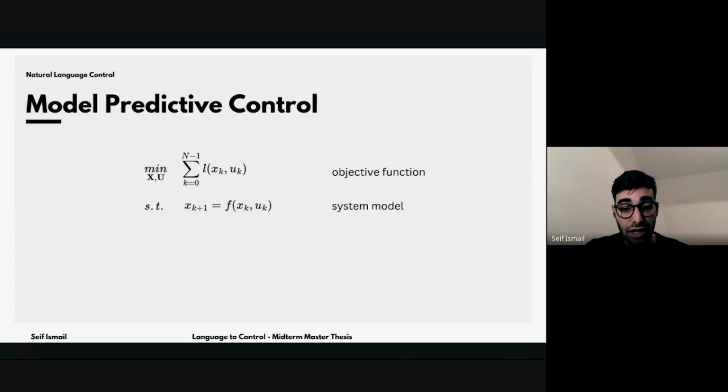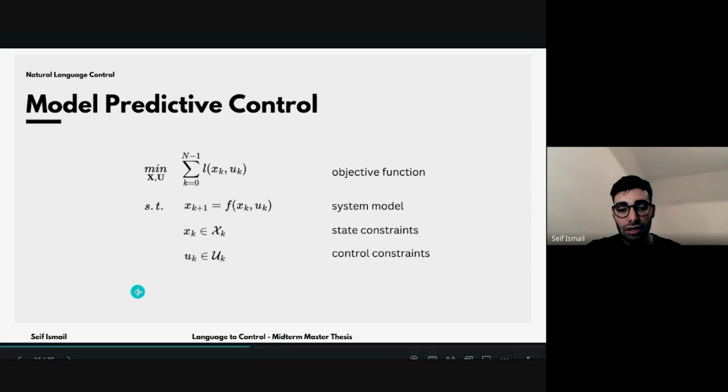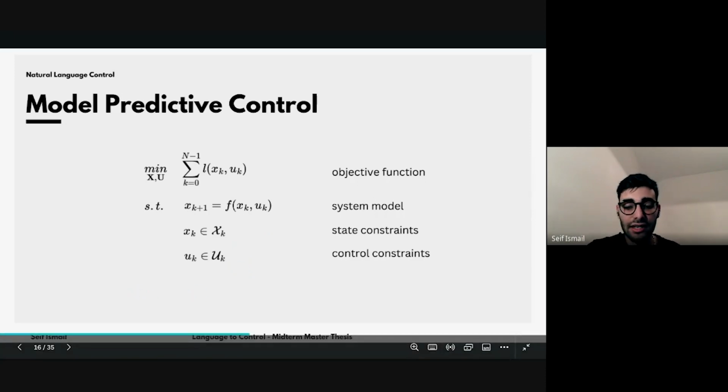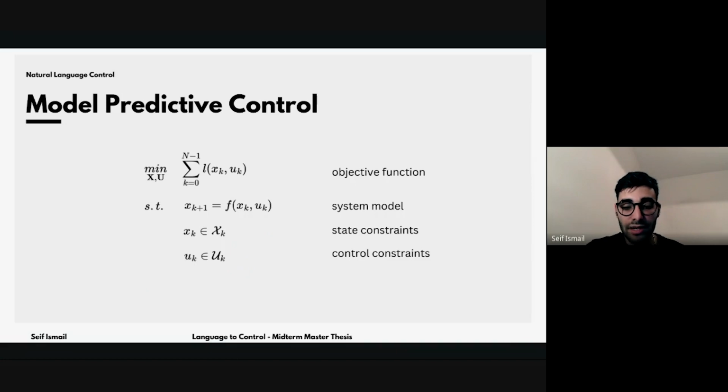Then you have constraints. For instance, the system model. The system model is generally derived from physics, and it describes how a robot will move if I apply some control u at time k, and I am at the current state. So if my robot is in a given position, and I apply this amount of torque, then at the next time step, I will expect it to be in this position x_{k+1}. In addition, in MPC, you can define your constraints. You may say, okay, I don't want my robot to collide with other objects.